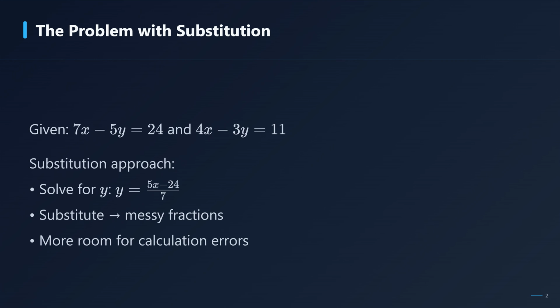Let's say you need to solve 7x minus 5y equals 24, and 4x minus 3y equals 11. You could use substitution by solving for y first, but look what happens. You get y equals (5x minus 24) all over 7. When you substitute this into the other equation, you're dealing with fractions everywhere. It's slow and error-prone.